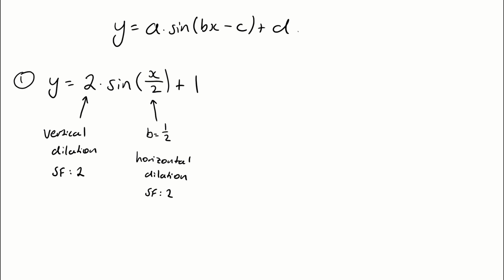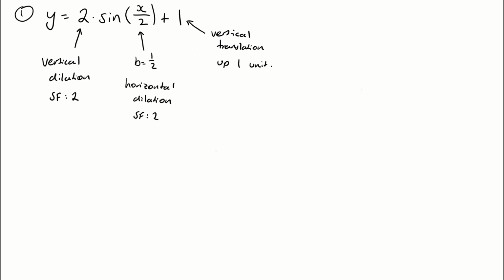Okay, then what I've got to do is I've got to come up here. I see that D is equal to 1. So this is a vertical translation, and I've got to move this thing up 1 unit. So let's see what all of that looks like when we put this into action.